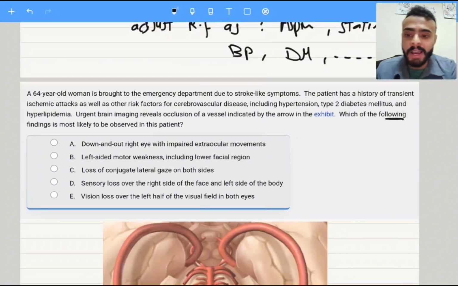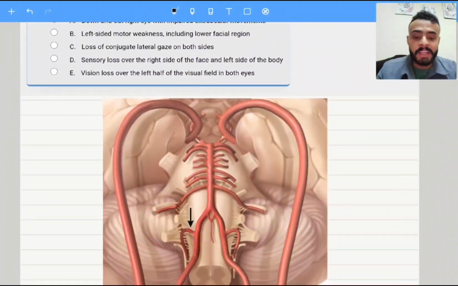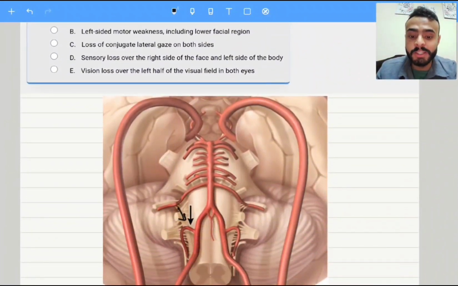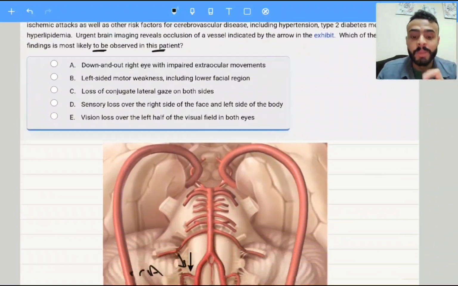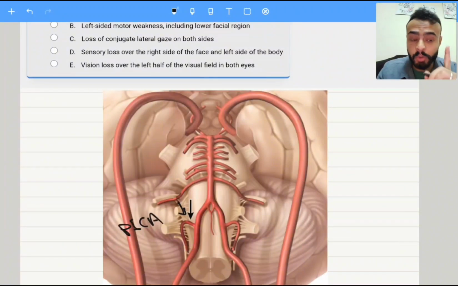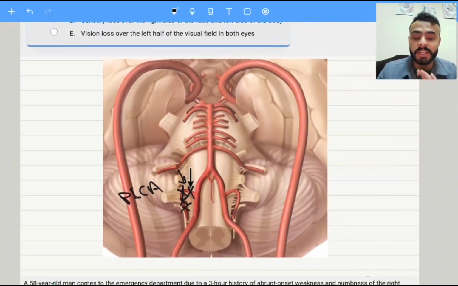Let us see here. Which of the following findings is most likely to be observed in the patient? And he has this exhibit, and they are pointing to an artery. This is PICA, if you remember. So I expect him to ask me about this artery. Let's say he will say this artery is occluded. What symptoms will the patient have?